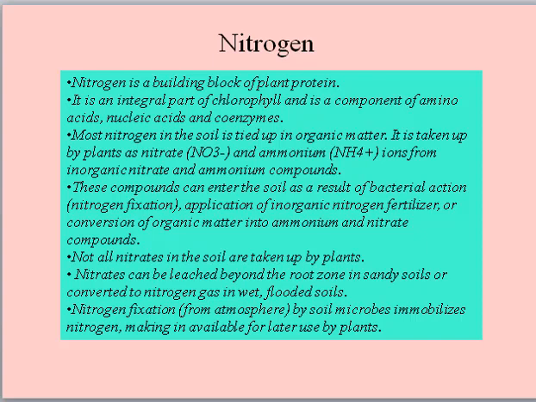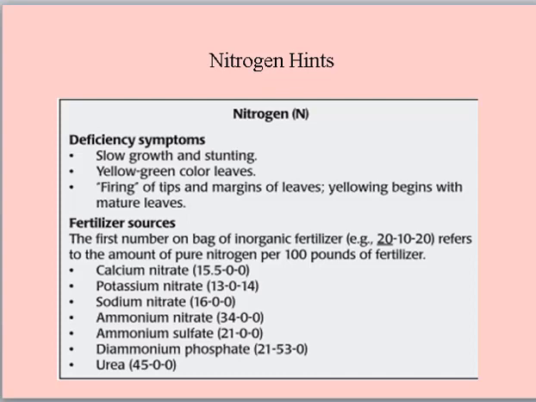Nitrogen fixation from atmosphere. Soil microbes immobilize nitrogen, making it available for later use by plants. Nitrogen hints. Deficiency symptoms: slow growth and stunting, yellow-green color leaves, firing of tips and margin of leaves, yellowing begins with mature leaves. Fertilizer sources. The first number on a bag of inorganic fertilizer refers to the amount of pure nitrogen per 100 pounds of fertilizer.